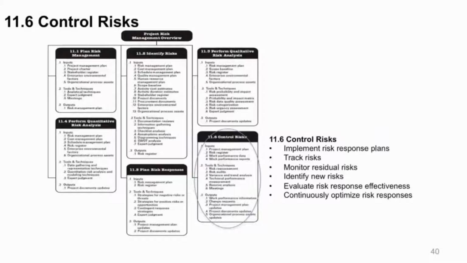Okay, now we're in the last process of project risk management, which is control risks. So now that we've identified the risks, we've assessed them, prioritized them, we know how good or bad they may be for our project or our company, and we have created our response plans for them. And now we need to control those risks and plans should they occur. That's what control risks is all about.